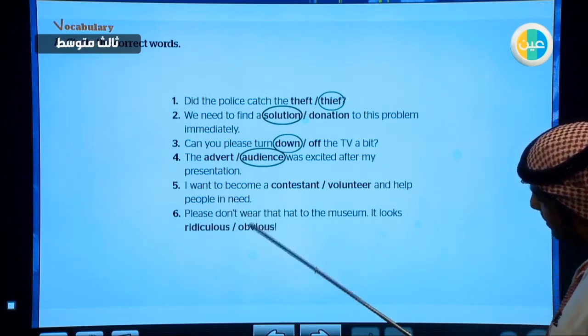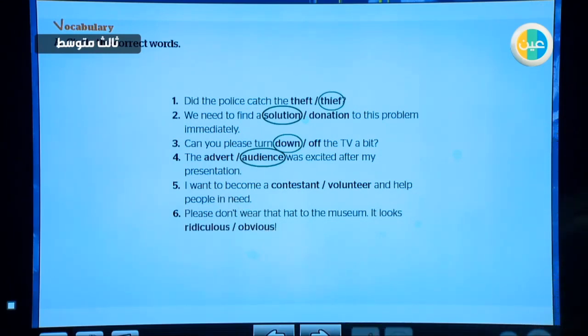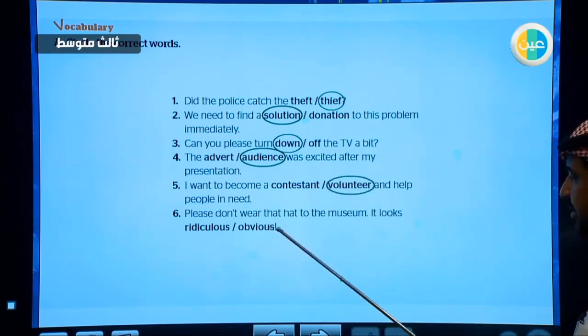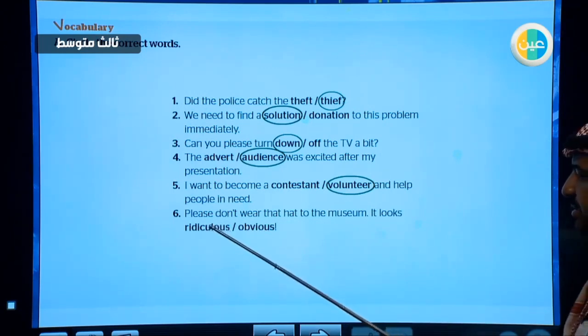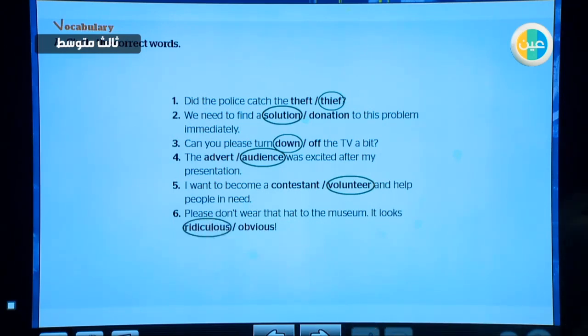I want to become a contestant or a volunteer and help people in need. Yes, people who usually help people in need are volunteers, who offer to do something or offer work without getting paid. Yes, please don't wear that hat to the museum. It looks ridiculous or it looks obvious. Of course, it is ridiculous. Ridiculous means deserving to be laughed at.